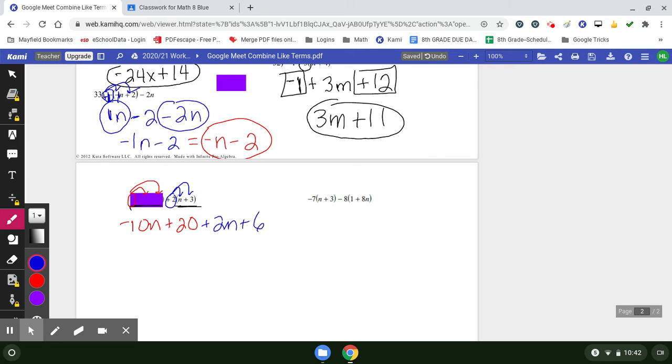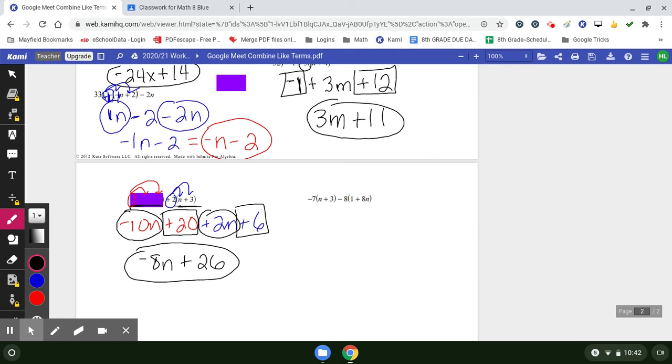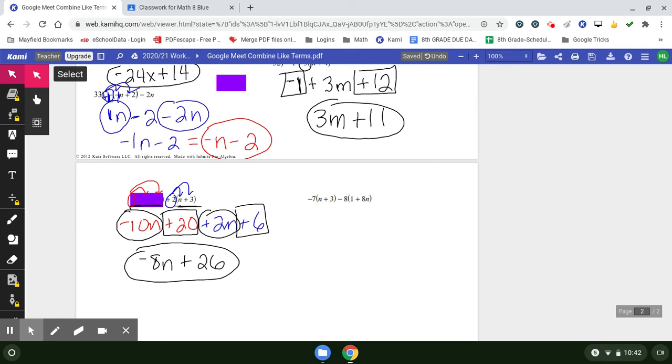Now I can combine my like terms. So I'm going to circle my variables. Negative 10n plus 2n, which is negative 8n. My numbers are positive 20 or 20 plus 6, so plus 26. And there's my final answer. Okay, and the rest are pretty much done the same way. If you want to pause and then check your answers, try them and check your answers, you can.